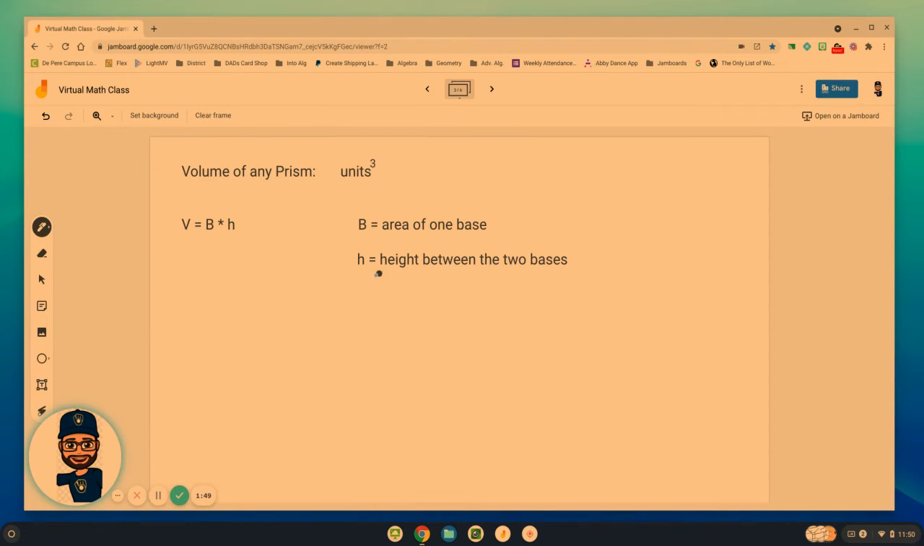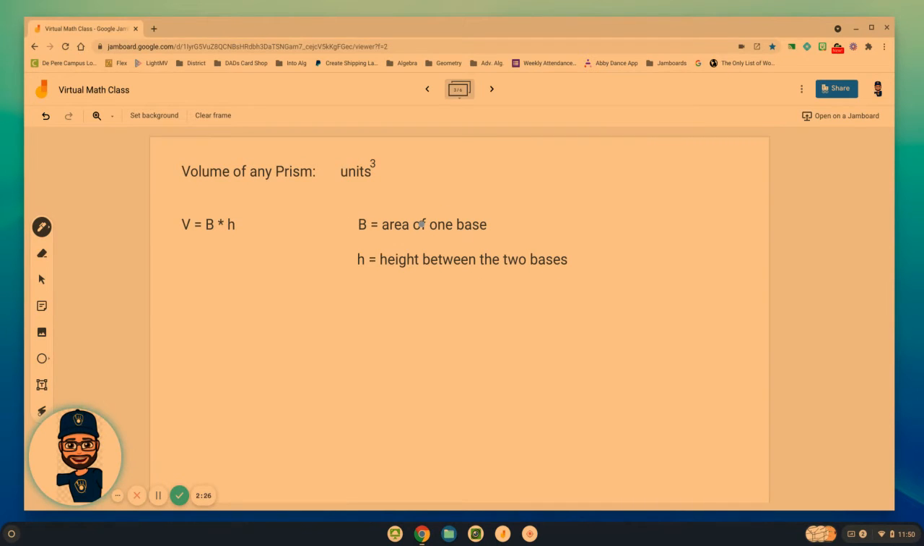Now, first of all, volume is going to be units cubed, because we're trying to think of how much water we could put into a 3D object, or how much we could fill it up. So volume equals capital B times H. But this B and this H stand for something unique. Capital B is the area of one of the bases. Because the bases are the same, we find the area of one of those bases, and then multiply that area by the height between your two bases. Volume equals the area of the base times the height.